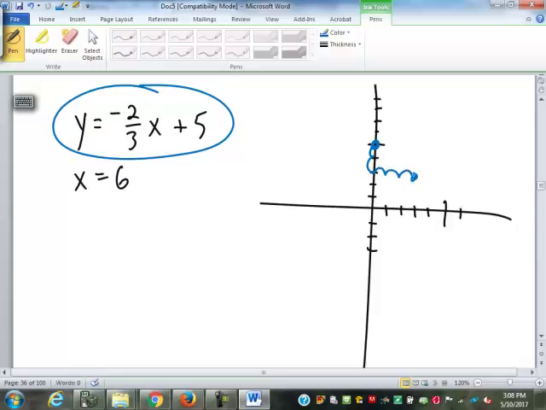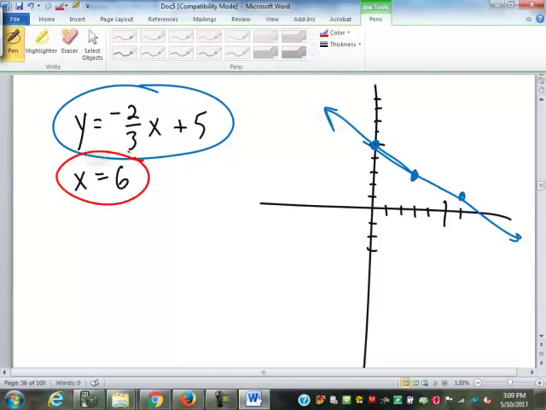Now I'm going to do that again. From that point, I'm going to go down 2 over 3. So my line goes through those points. This stuff isn't here, so I'm going to take that out. That was just to help me graph it. This one's a little tricky. x equals 6. How do I graph that?